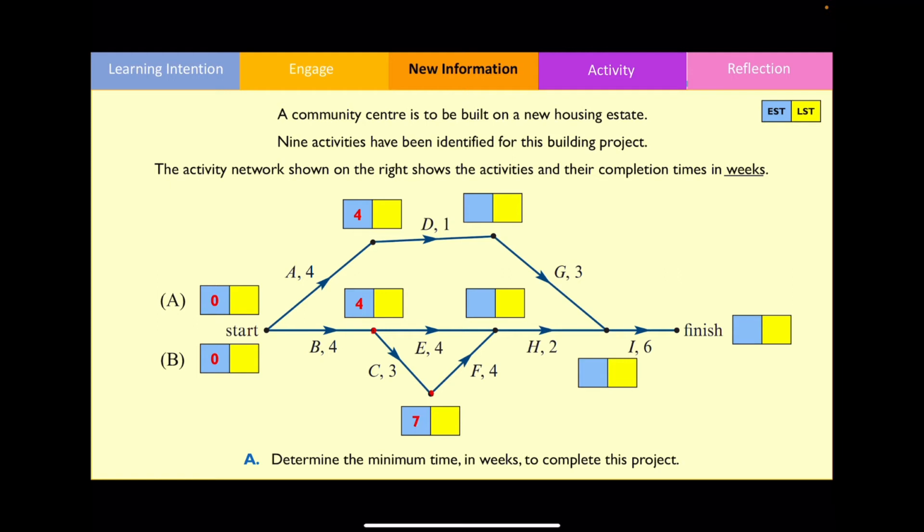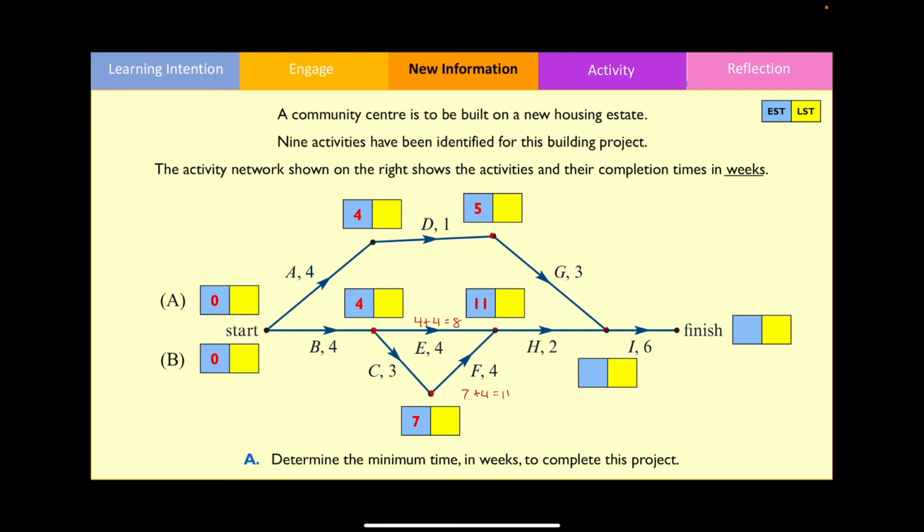The earliest starting time for activity G is going to be found by going 4 plus 1, so therefore after 5 weeks. The earliest starting time for activity H is going to be dependent on the completion of activities E and F. So if I go 4 plus 4, that's going to be after 8 weeks. Or alternatively, I could go 7 plus 4, which is therefore going to be after 11 weeks. Remember, for the earliest starting time, we should always choose the later value. So therefore, we're going to be putting 11 in this box over here.